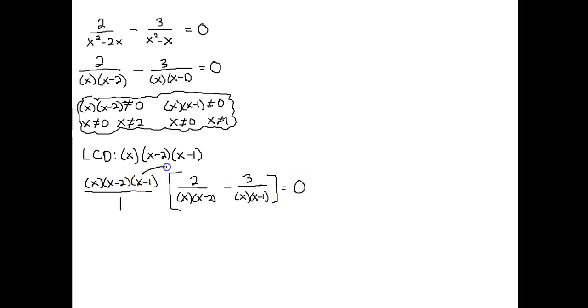All right, so we multiply the first part of the equation, first term here by it. The x and the x minus 2 will cancel out, and that'll leave us with 2 times x minus 1. We multiply the second part. We have minus 3. The x and the x minus 1 cancel out, so we just have times x minus 2. We multiply it by this part, we just get 0.